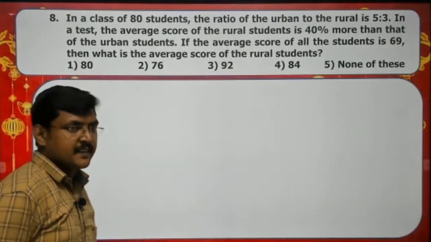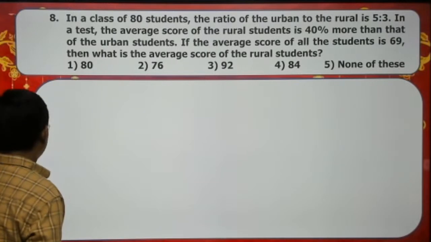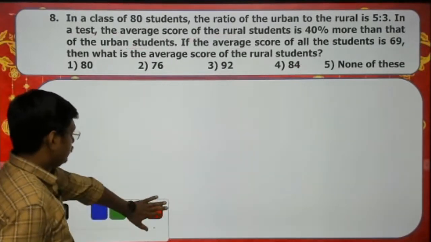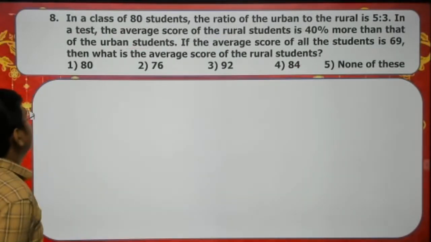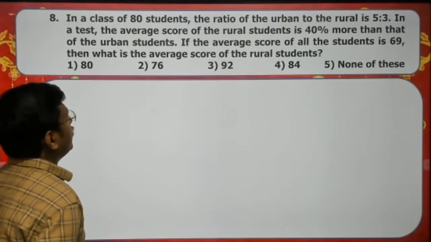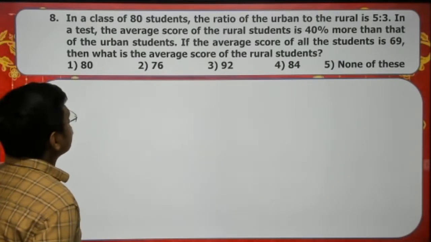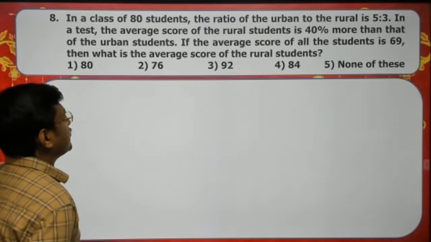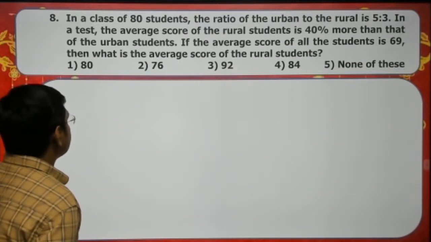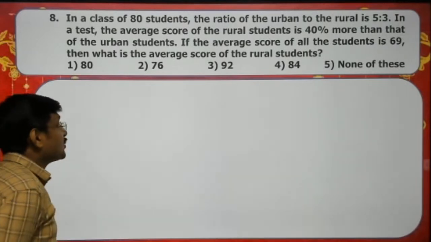Yes, I am explaining question number 8. In a class of 80 students, the ratio of urban to rural is 5:3. In a test, the average score of the rural students is 40% more than that of the urban students. If the average score for all the students is 69, then what is the average score for the rural students?